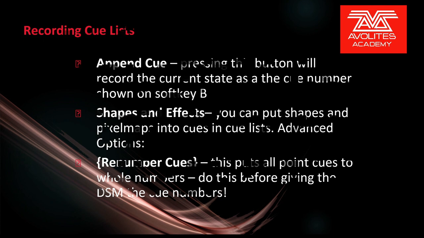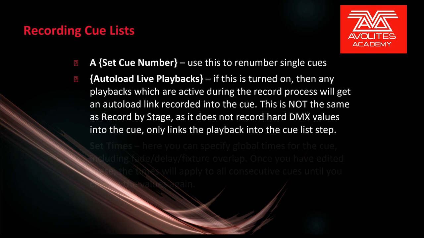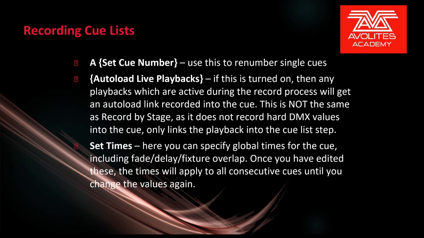cue numbers in there, weird point cues. Set cue number allows you to renumber single cues. Auto load live playbacks: if this is turned on, the new playbacks that are active during the record process will get auto loaded, linked, and recorded into the cue. This is not the same as record by stage. This does not record hard DMX values in the cue, it only links the playbacks into the cue list step. I will show that. We'll talk about that a little bit later.